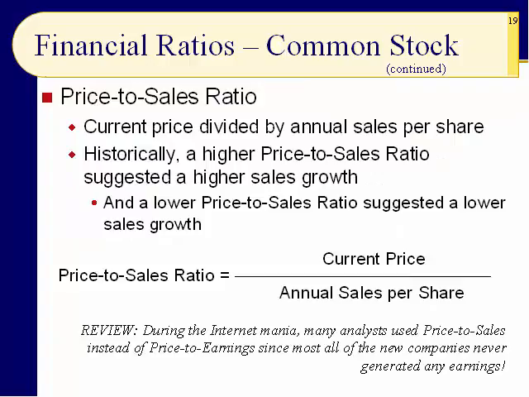Slide number 19. Same idea. Price to sales ratio. This is review. Instead of looking at price to earnings, price to cash flow, we look at price to sales. And during the internet mania, many analysts were using price to sales instead of price to earnings, since most all the new companies never generated any earnings. Okay, so I hope this quick review of the last few slides was not too quick. Go back and look at it again if you need to review, but we've already discussed these.